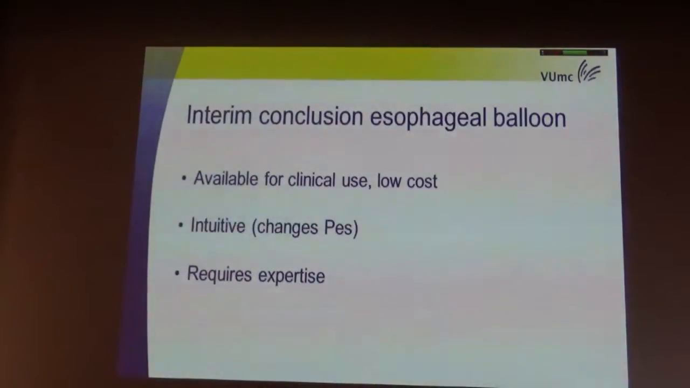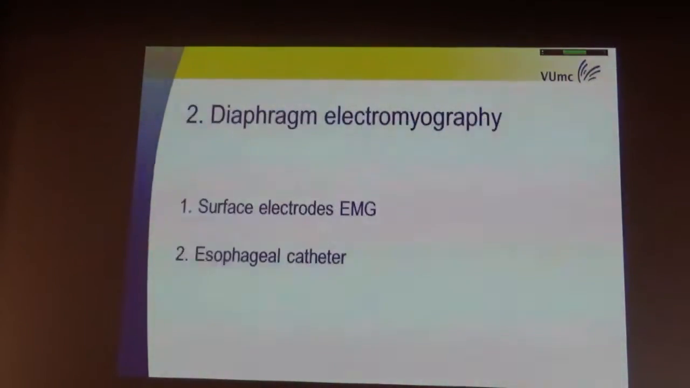So I think the esophageal balloon is an excellent tool and basically the gold standard to monitor breathing activity in our patients. It's available, it's at relatively low cost, and the nice thing is the changes in esophageal pressure are quite intuitive. You know when it's too high or too low. But it requires some expertise, as pointed out in these papers.